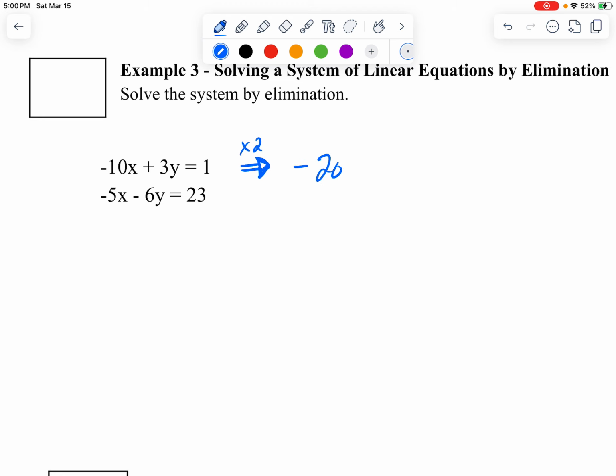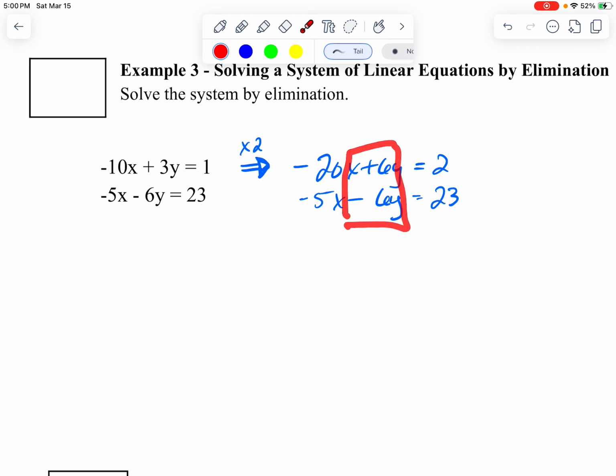And we get negative 20x plus 6y equals 2. Okay, so it's every term gets multiplied by 2. The bottom equation I'm just going to leave the same. And that should be a minus. And I'm going to add these together, again, because I got a positive 6y and a negative 6y. So when I add these together, I end up with negative 25x equals 25.